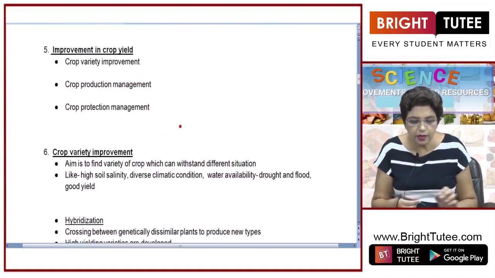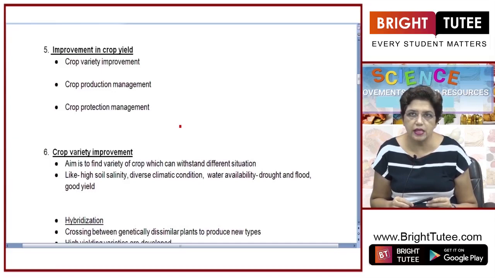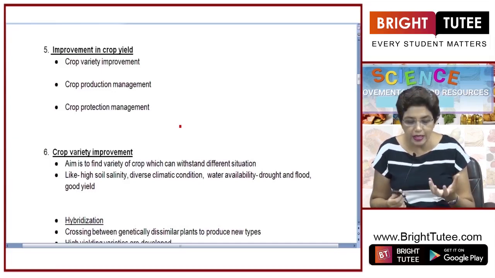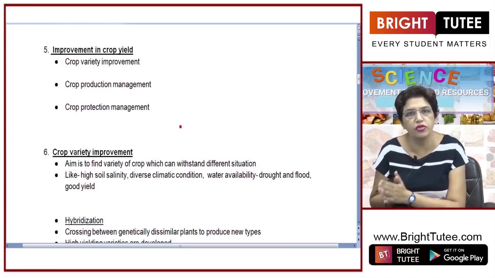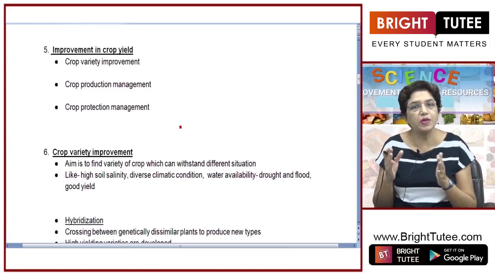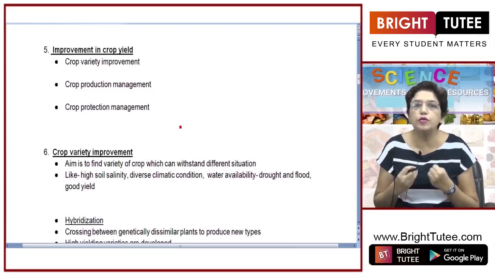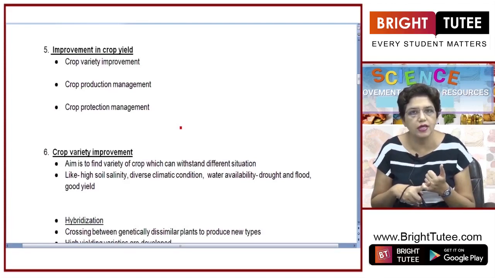So the improvement in crop yield. All right. So now the question arises, how can we improve the crop yield? Yield means how much quantity of crops we are getting from the given piece of land, from the given resources, what quantity we are producing. What is desired is that from the given resources, we need more of the crops, better quality and better quantity. Right.